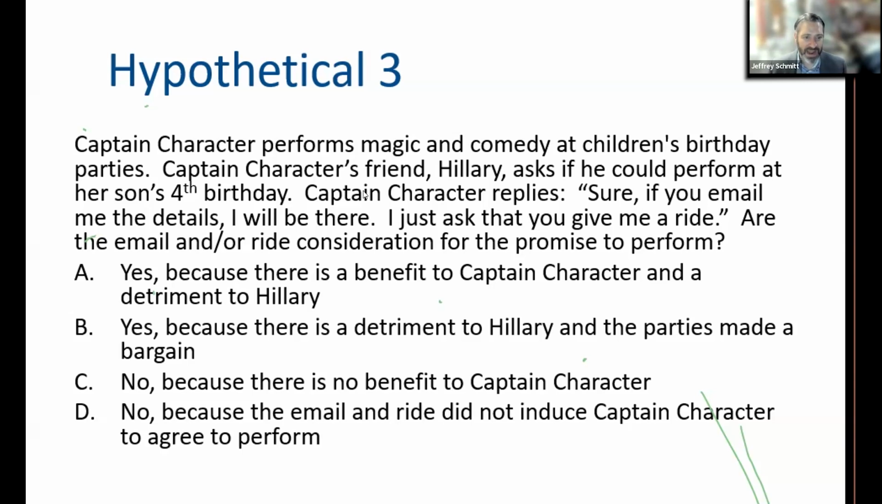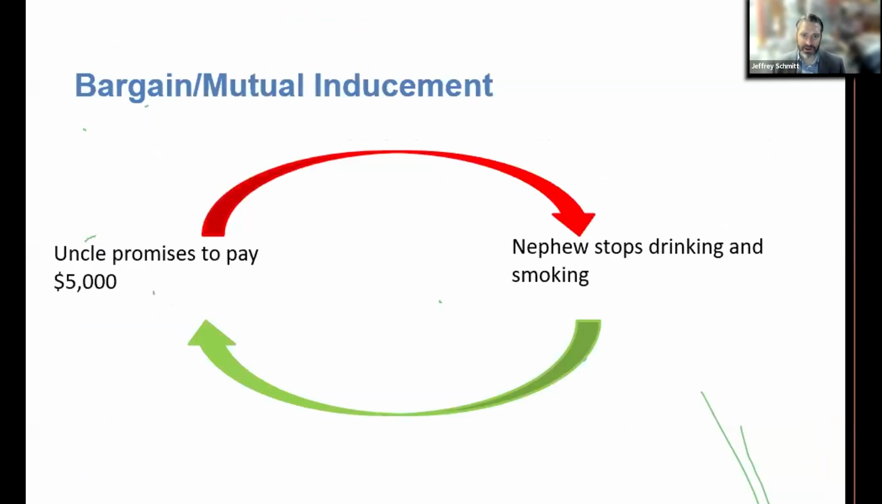But of course, there's no contract here because it did not induce Captain Character to agree to perform. And that is D, right? There's no exchange. Remember, you have to be able to tell that story. If we go back here, you can't put that hypothetical into the story. Otherwise, you would be saying Captain Character promises to perform, presumably hours of work, only because he wants Hillary to drive him to the party. That intuitively makes no sense to me, right? No one is going to do hours of work just so they can get a ride to work, right? That's working for free. That doesn't make sense.